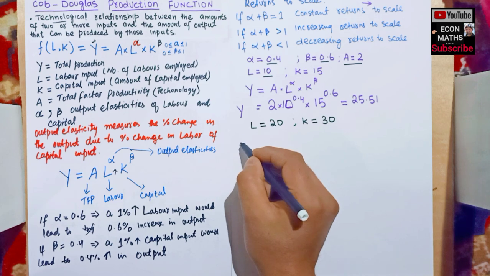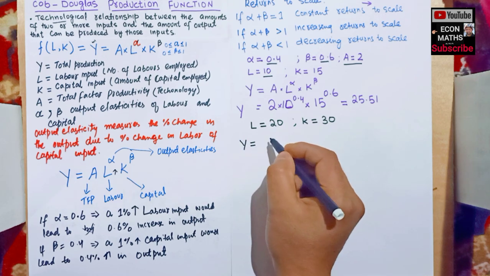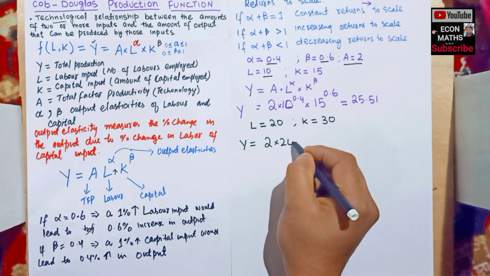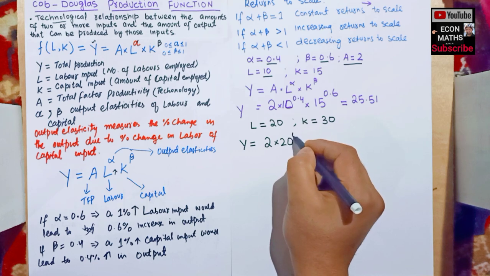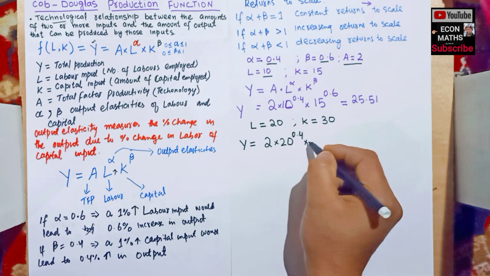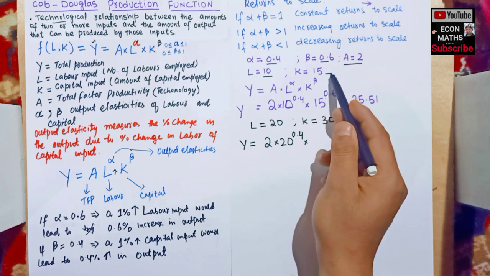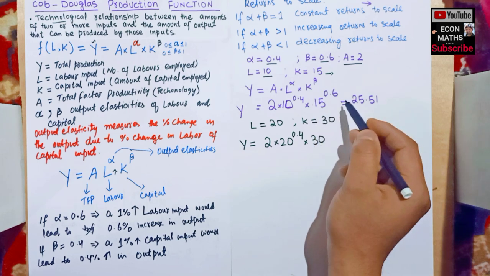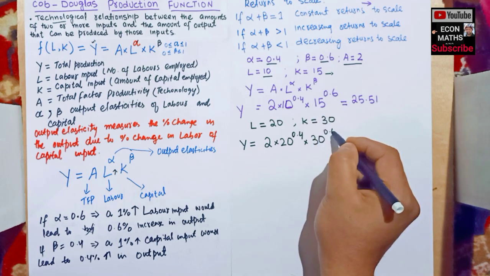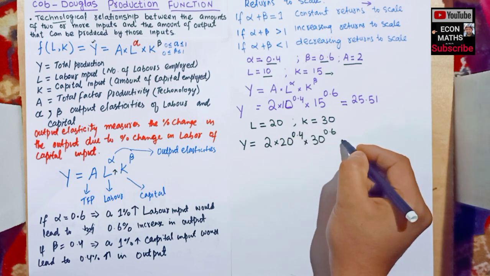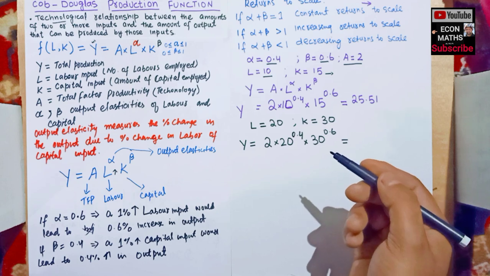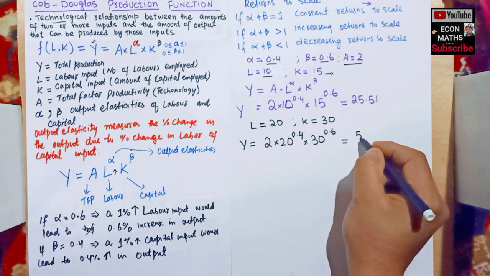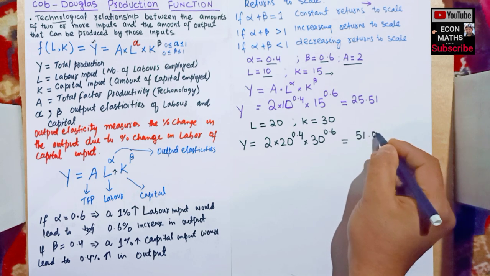Now, what will be our production function in this case? Our production function will be Y is equal to 2 times, in place of 10, we have 20, to the power 0.4, times our K, which was 15 and we have doubled, it became 30, so we will write 30 to the power beta, which is 0.6. When calculating the value of this, you can also check, this will come out to be 51.02.